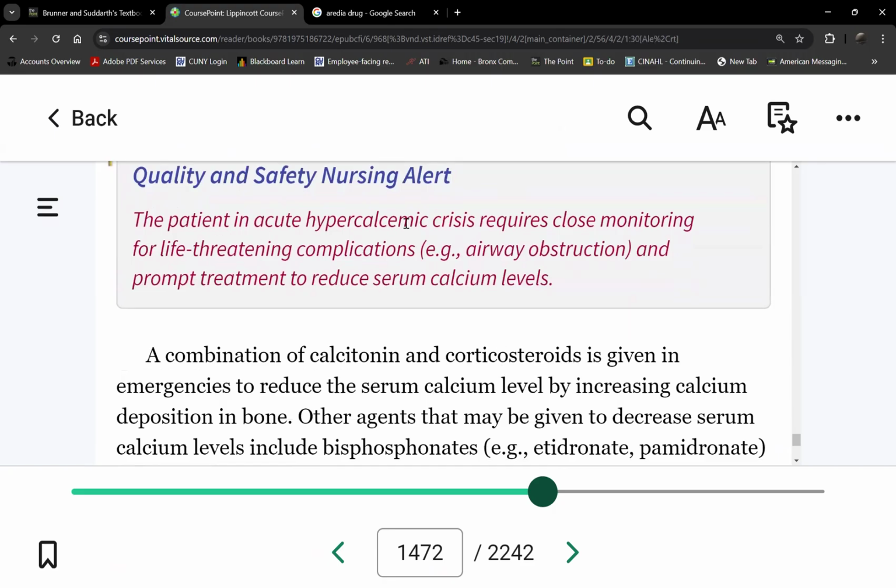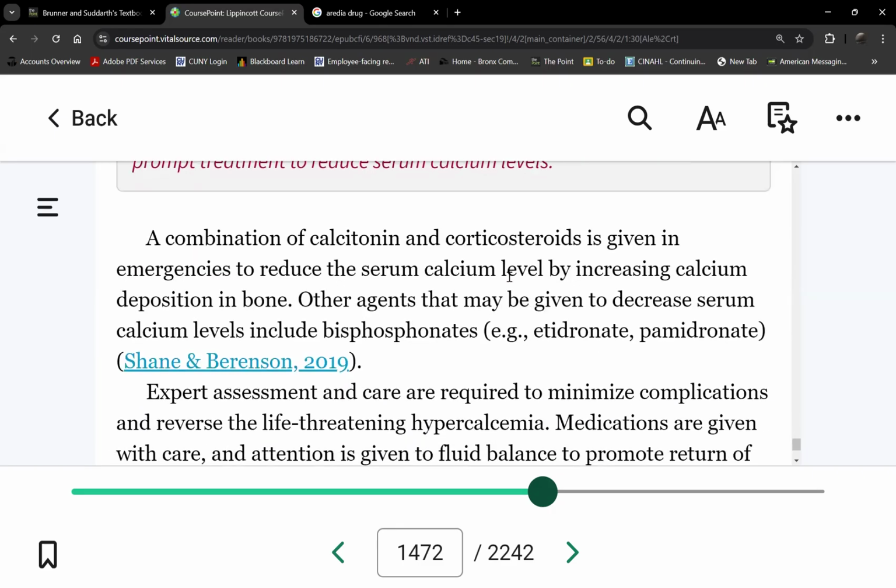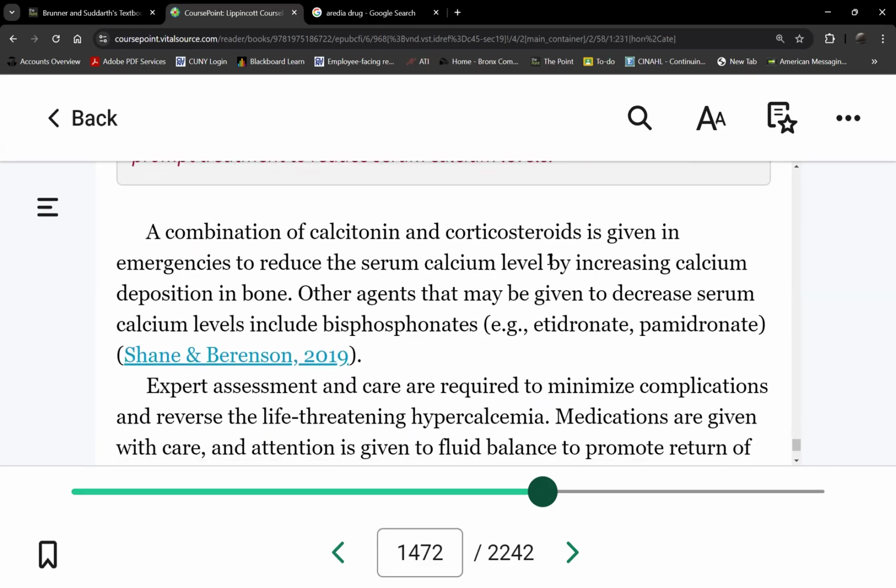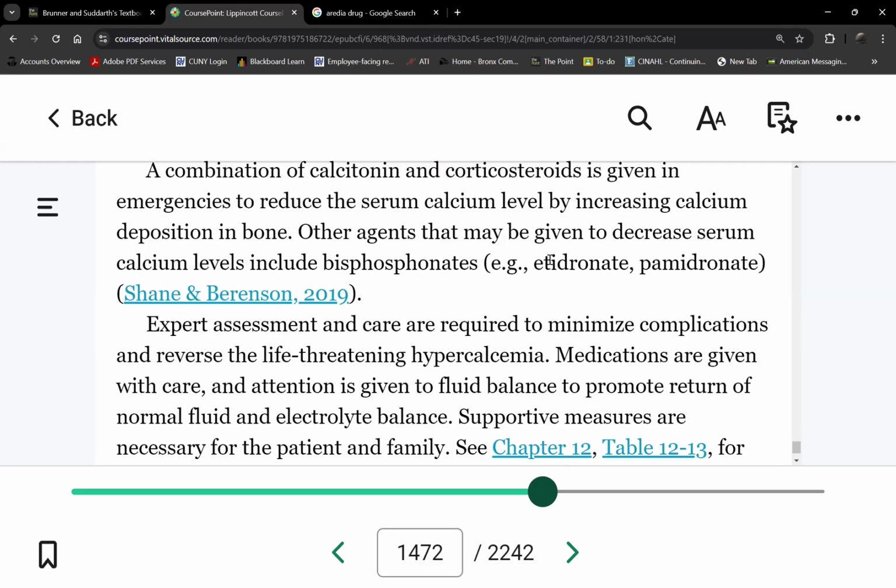And here's a warning about cardiac complications and also airway, because severe hypercalcemia can cause bronchospasm that may close the patient's airway. Oh, pamidronate is here.